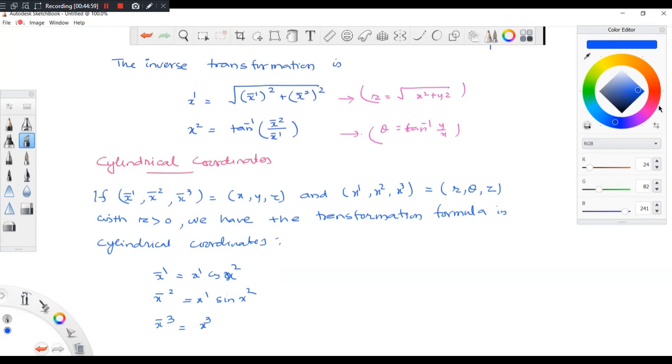What is this actually? This is equivalent to x is equal to r cos theta, y is equal to r sin theta, and z is equal to z. So this is the cylindrical coordinates. Now one has to write the reverse transformation. I will show you what this transformation actually means with the help of the figure.